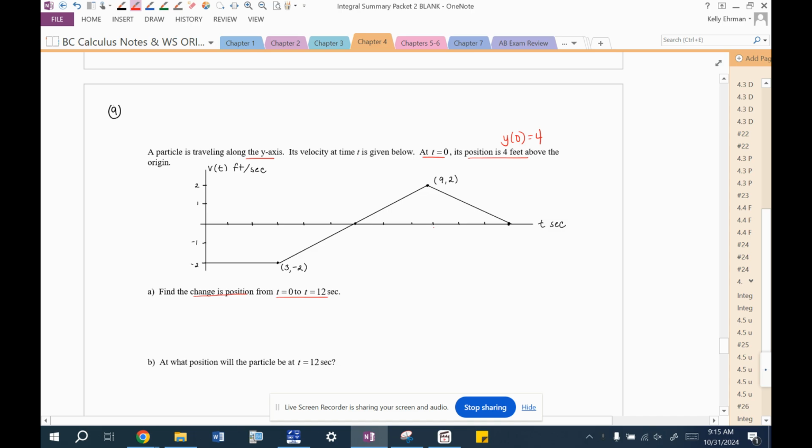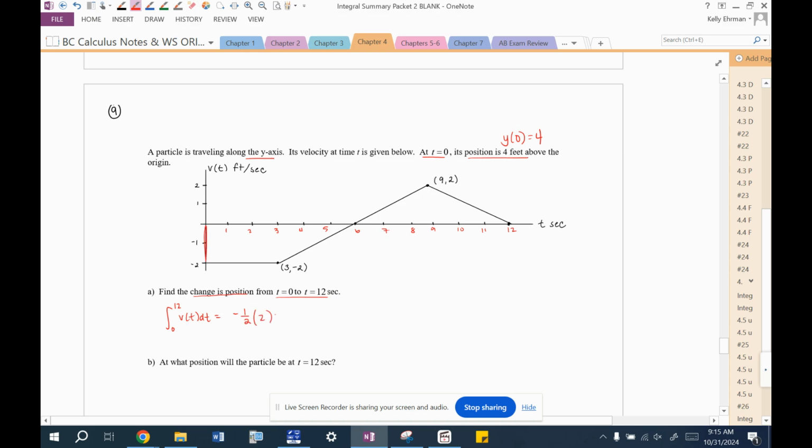So let's see. This is 9, 10, 11, 12. Just making sure, might as well mark off what these are: 1, 2, 3, 4, 5, 6, 7, 8. Okay, change in position. So we have a trapezoid and a triangle. So the change in position represents the integral from 0 to 12 of v of t dt. I think it's good to get in the habit of writing this so you know how the directions connect to the calculus.